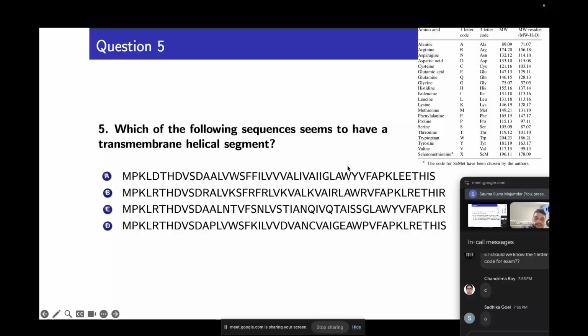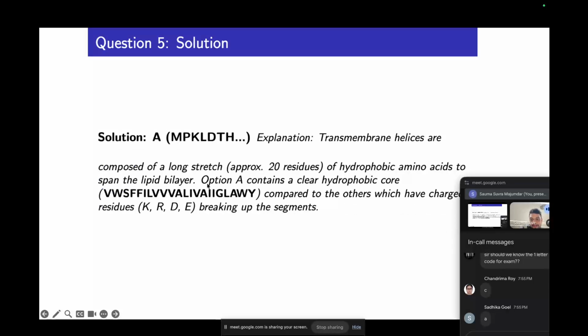If there's a transmembrane helical segment, what you're trying to find is a segment of the protein that is completely inside the bilayer. So you need hydrophobic residues in that region of your protein. Technically, you're looking for a long stretch of hydrophobic residues, and that is there in option A, which is this particular stretch.